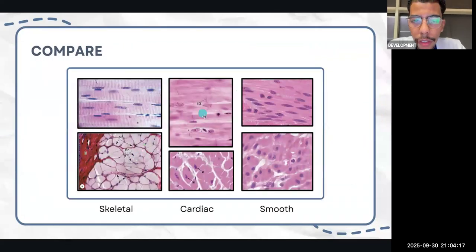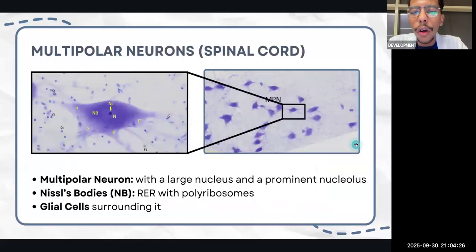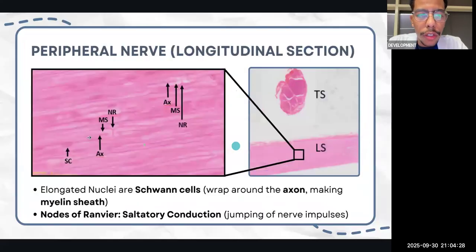These are your intercalated discs. Can you guys see the striations, the centrally located nucleus, and the intercalated discs in the middle? However, for the neurons, there are no striations. There is nothing, okay? It's just the nodes of Ranvier. That's how you can tell the difference.